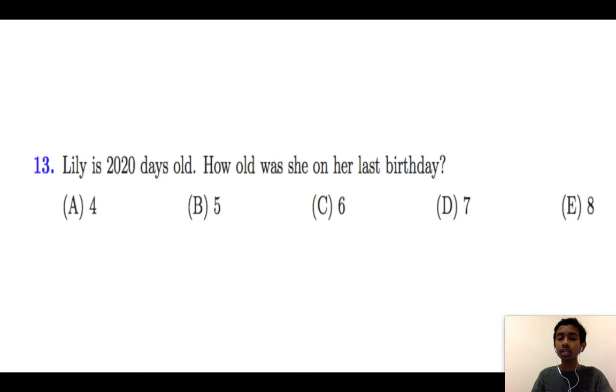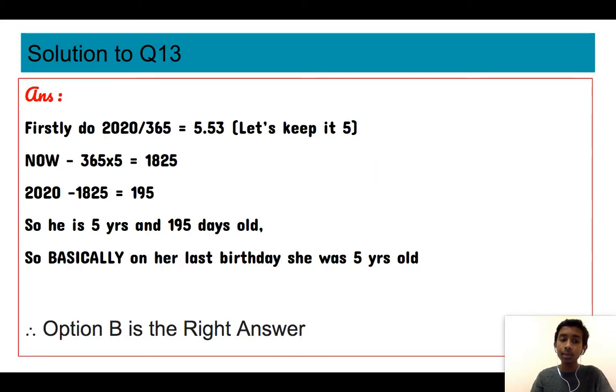Moving on to the next question. Lily is 2020 days old. How old was she on her last birthday? This question is one of the easy questions because all you need to do is divide 2020 by 365. Right, guys? You will get a number like 5.533, so it basically means that her last birthday was at 5, and she has progressed that many days in the year after it.